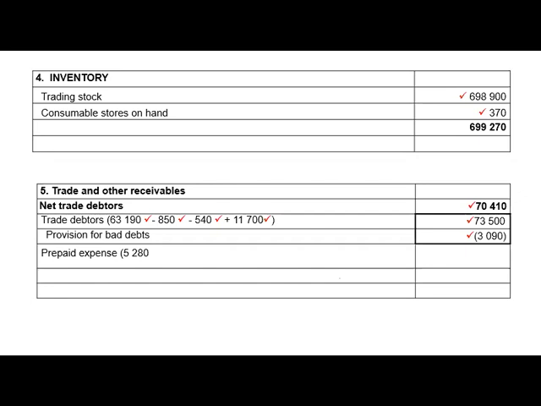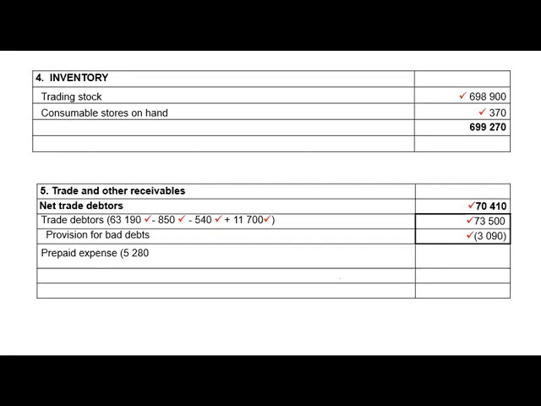I don't know if you guys heard me when I explained this, which is your prepaid expense of 5,280. Note that we record it here in trade and other receivables because it's an asset we have prepaid. It was rent expense. If it was rent income, we were going to record it in trade and other payables as income received in advance. So I will just leave it there.